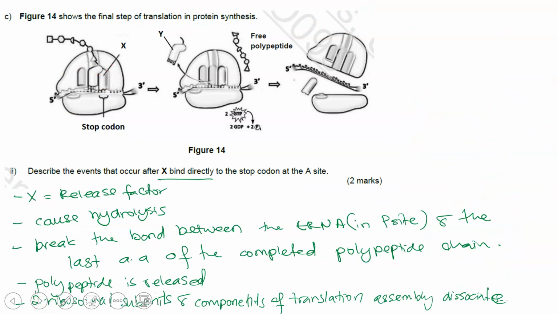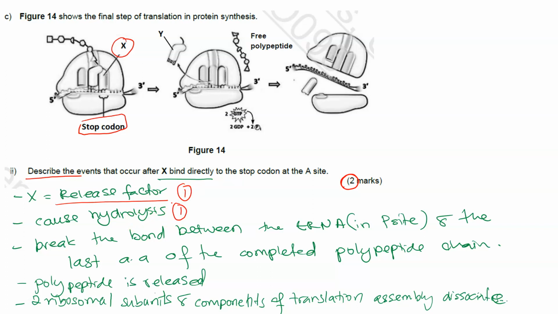So describe the event that occurs after X binds directly to stop codon at the A site. So when the A site reads the stop codon, there will be a protein, we call it as release factor. So X is release factor. This question is worth 2 marks. So you have to explain. When the question asks you to describe, you have to explain how the process occurs. So the first point, you may include in your answer, X is release factor, 1 mark. Which causes hydrolysis.